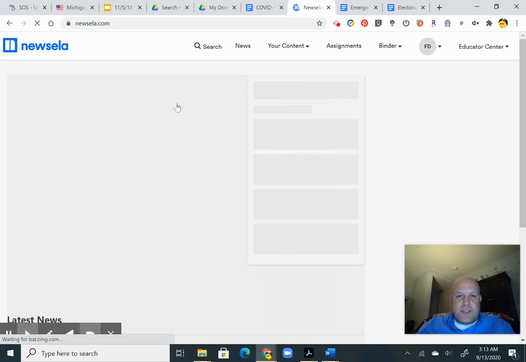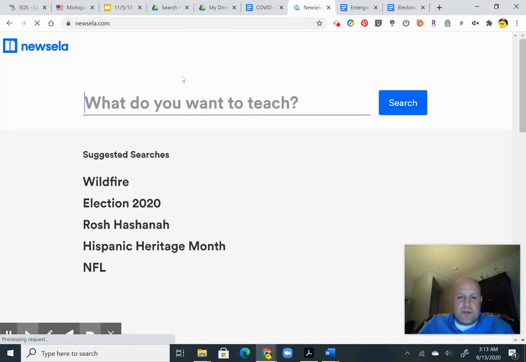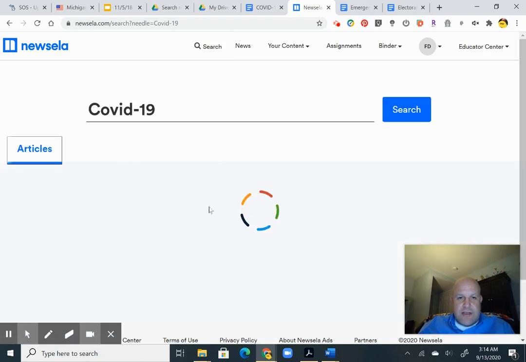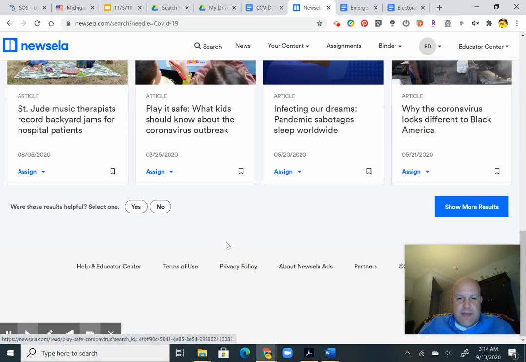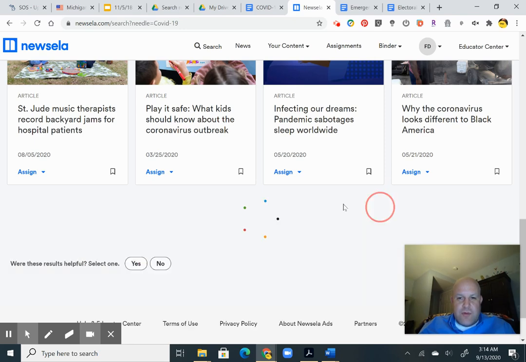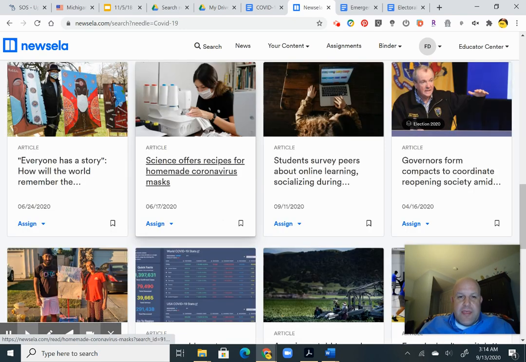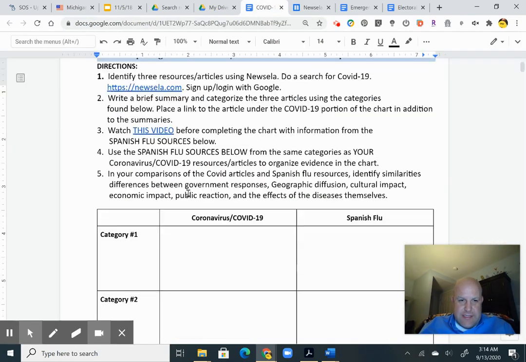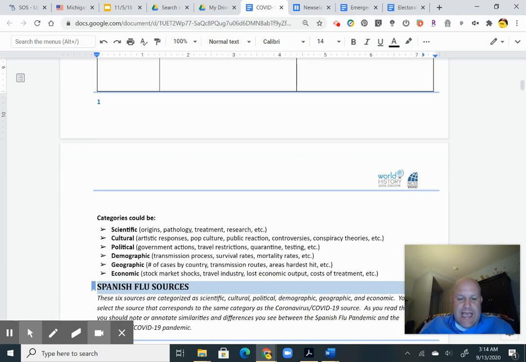And so then if I do a search for COVID-19, I'll find numerous articles, and I can go down to the bottom and even look at show more results and show even more results. But when you think about these, think about articles that would cover the following categories. Look down here for articles that cover scientific categories, cultural, like artistic and pop culture, and political, which will be extensive: government actions, travel restrictions, quarantine, testing. Demographic: transmission process, survival rates.